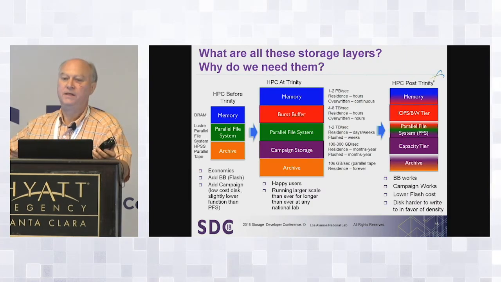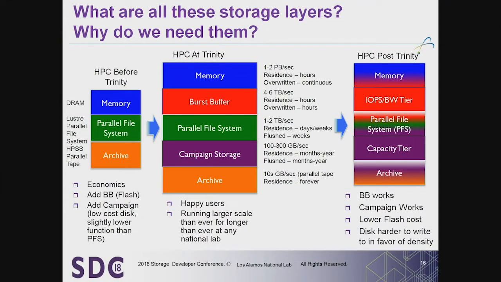So let's talk about all these tiers. They're not necessarily great for the user, but they're sort of economically a reality. And back before Trinity, we had 3 tiers. We had memory, a parallel file system, and an archive. Now, after Trinity, we sort of have 5 tiers: memory, burst buffer, parallel file system, campaign store, and archive. I put up there sort of the residency times and the sizes for the current machine and the speeds for the current machine. It's sort of roughly about an order of magnitude difference in the bandwidths between the tiers. And you can see that the tiers that we added were those 2.